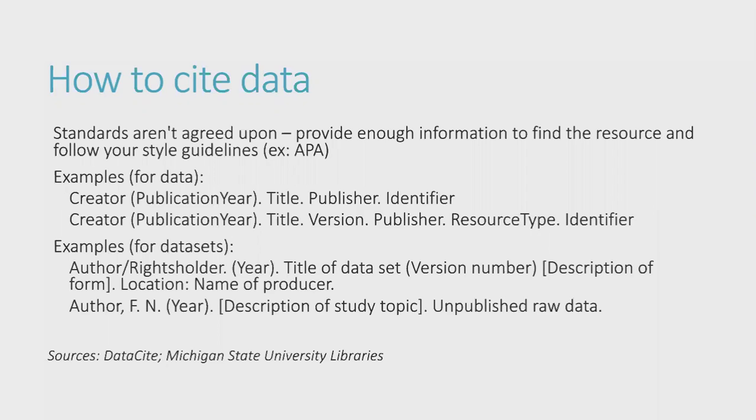And if you're using something like survey data that you haven't yet published, you might want to use something like the second example there with your name, the year, the description of the study topic, like assessment survey, and then note that it's unpublished raw data. But in general, you'll want to include the author, title, your publication, publisher or archive where it's housed, edition or version, and access information, so a URL, a DOI, or other persistent identifier.